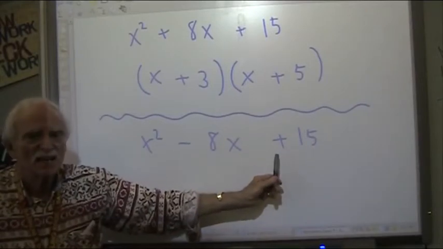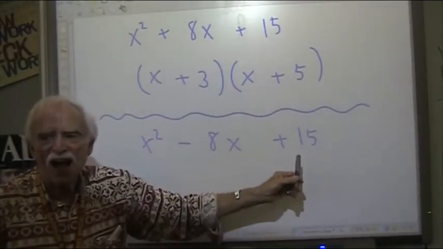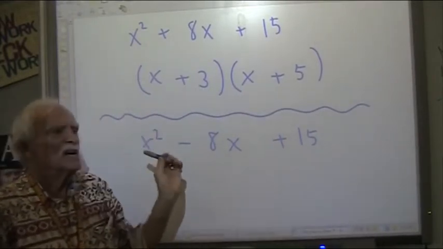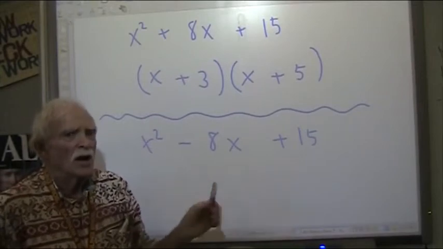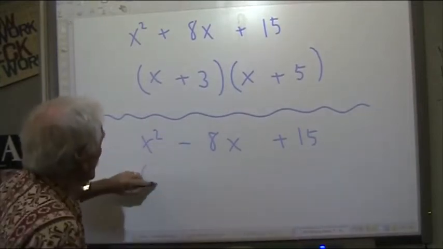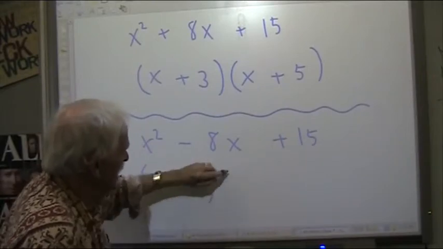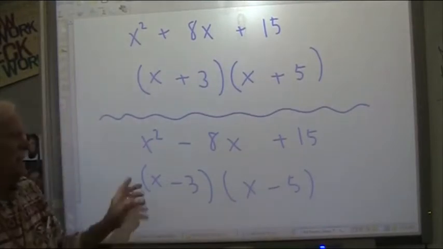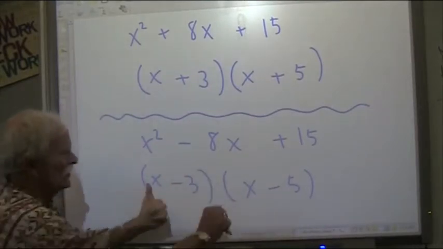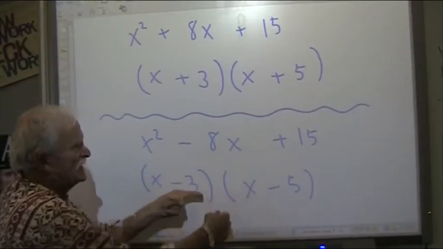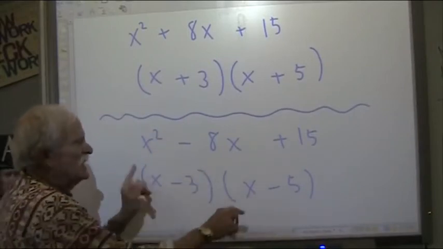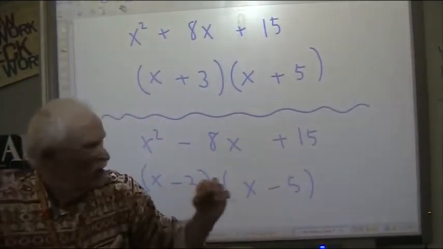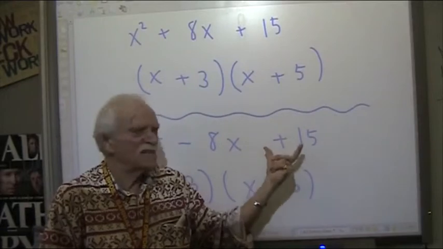We seek multiplying factors of plus 15 that add up to negative 8. Negative 5, negative 3. So it's going to be x minus 3 and x minus 5. And we check. First is x squared, outer is minus 5x, inner is minus 3x, together minus 8x, and the last, negative 3 times negative 5, is plus 15. Checks.